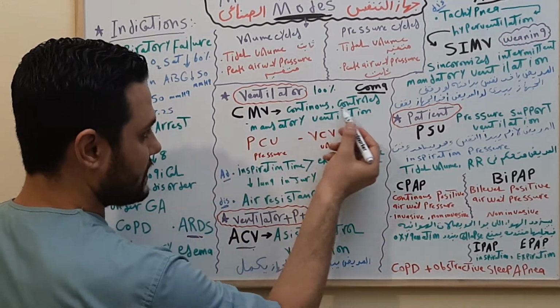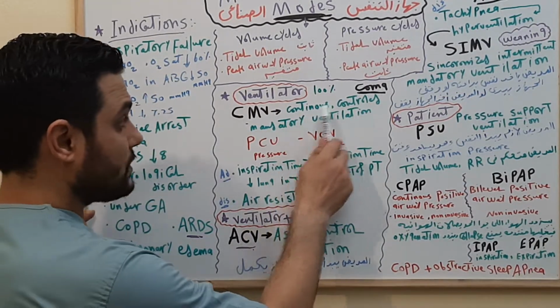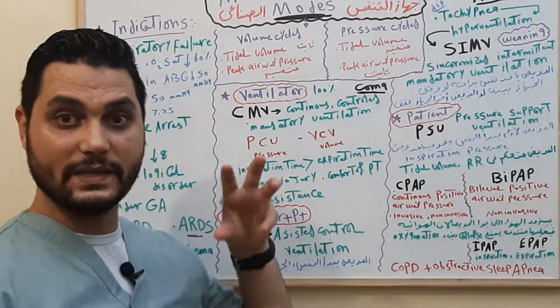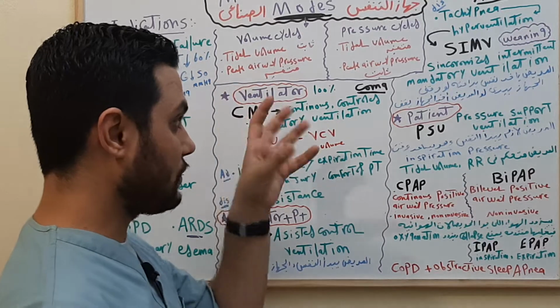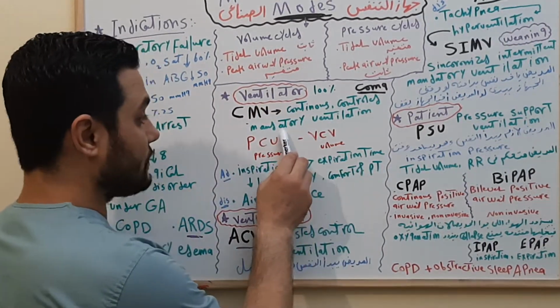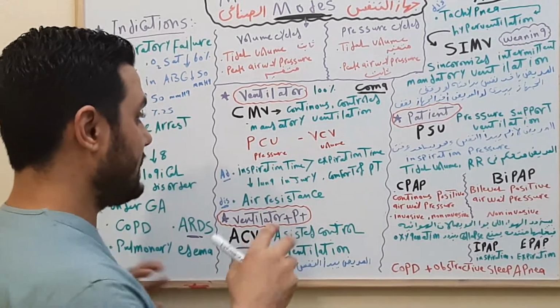CMV is continuous controlled mandatory ventilator. This mode is continuous or controlled. So here, pressure or volume is pushing all the time. It is controlled or fixed for the patient. Mandatory means it is obligatory for the patient to take this volume or this pressure at this time.